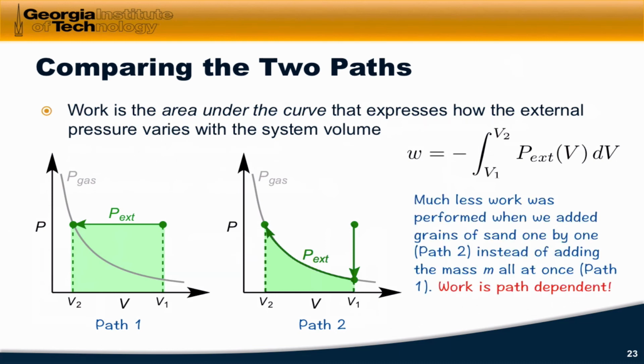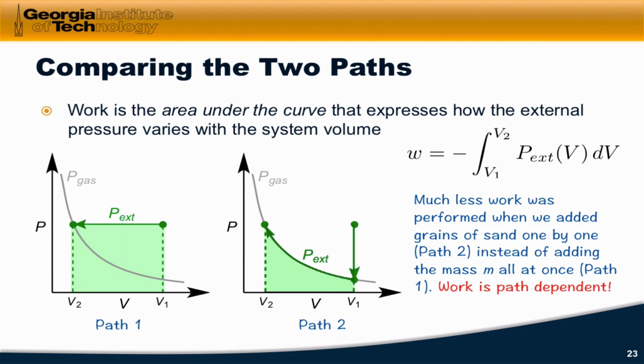Clearly, the areas of the two shaded regions are different. The work in the case of path 1 is much larger than the work in the case of path 2, even though we're moving between the same initial and final states. Much less work was performed when we used grains of sand instead of adding the mass M all at once. Work is path dependent. This is proof positive of that.